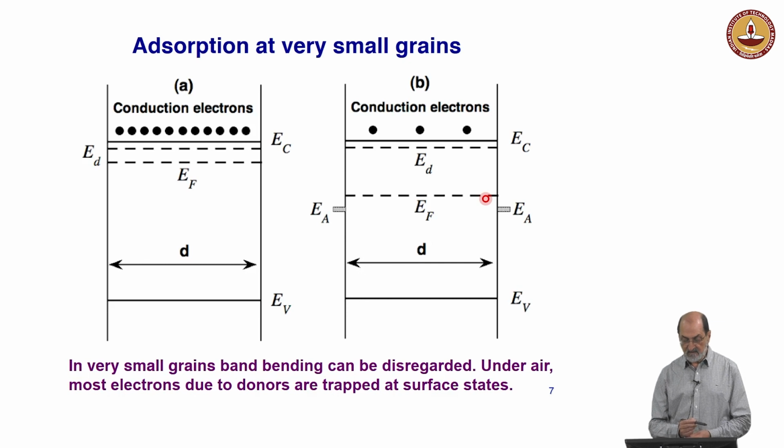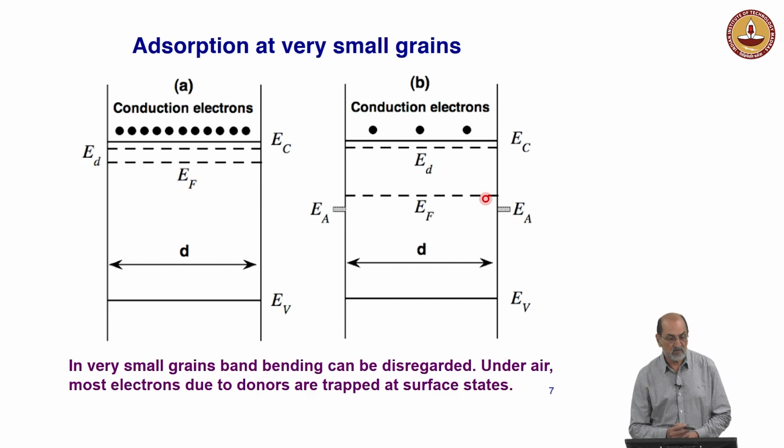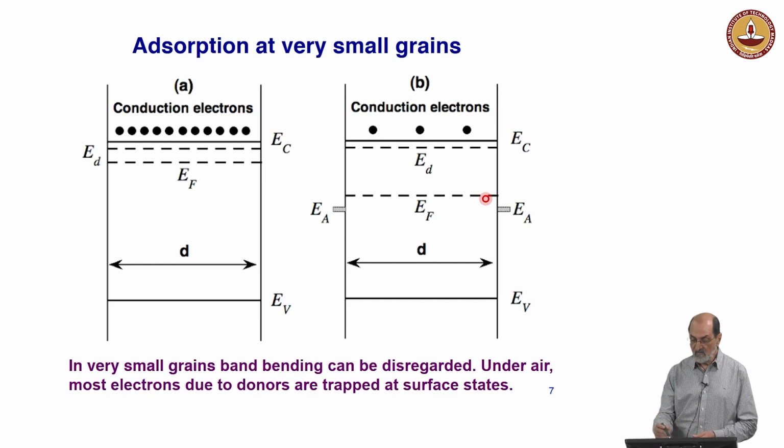And we can do flat band bending. This is going to simplify our calculations, and we can consider that regularly in an atmosphere where there are a lot of oxygen atoms, most of the conduction electrons that were originally in the grain are going to be in these acceptor levels at the surface. So this is going to be the initial situation.